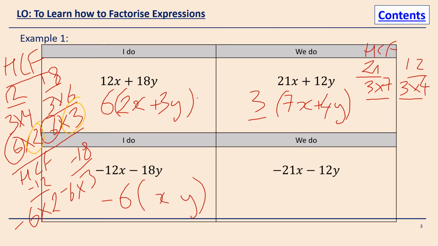So minus 6 times 2x is going to give us minus 12x. Now we need to get minus 18y, not positive 18, we need negative 18. So therefore, we're going to add 3y. Minus 6 times positive 3y, and you've now got minus 18y. A negative times a positive, we've got a negative there. Okay, have a go at this one. Bear in mind that we already know the highest common factor of 21 and 12.